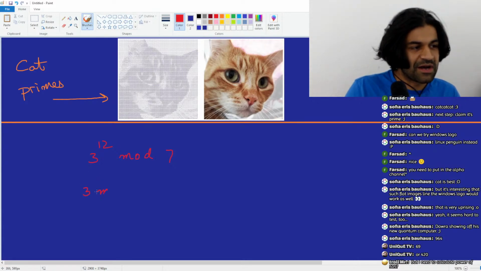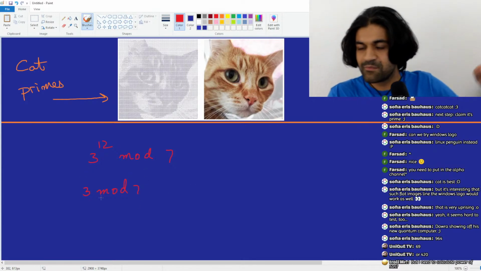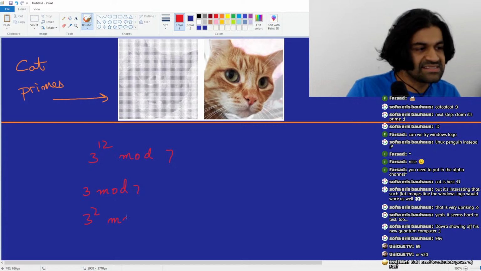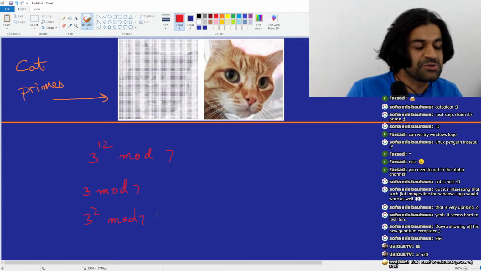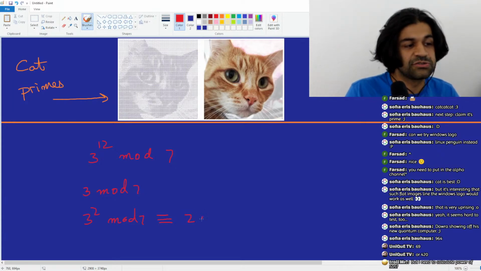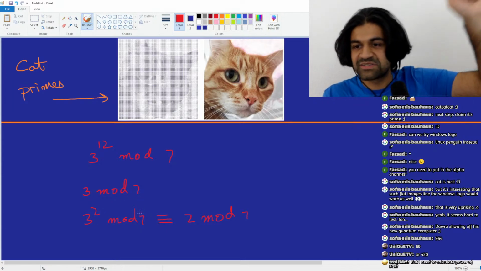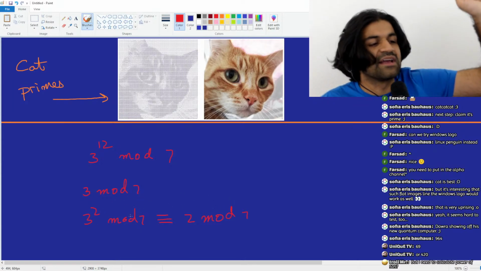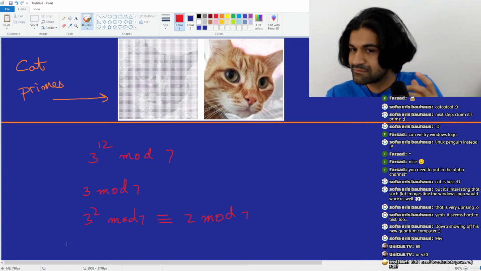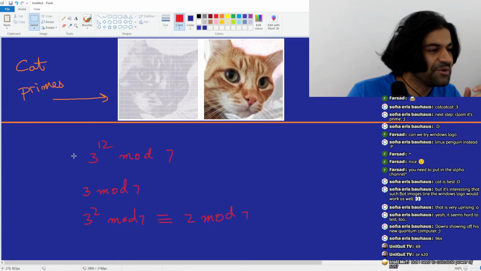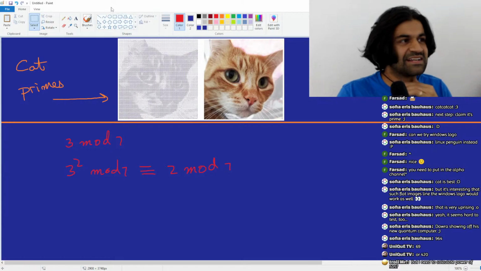You start with 3 mod 7, okay? 3 squared mod 7 is the remainder when you divide 3 squared, which is 9, by 7. So actually, this is the same as 2 mod 7. Because 3 squared is 9, and you take out as many 7s as you can, and that leaves you with a 2. Interesting, right? So that's why this never grows. This never grows as brutally as you would expect it to.